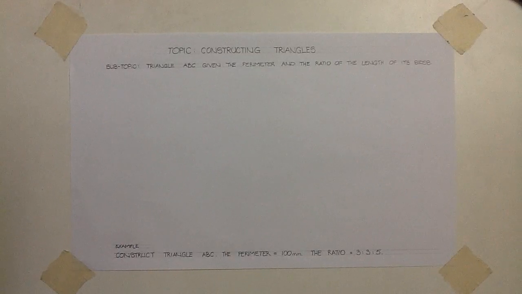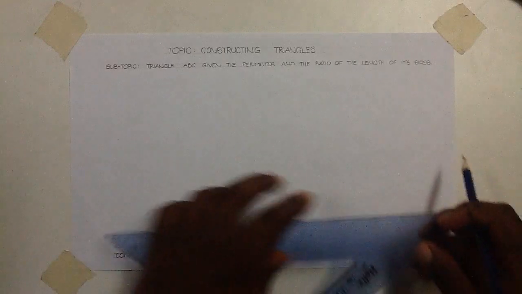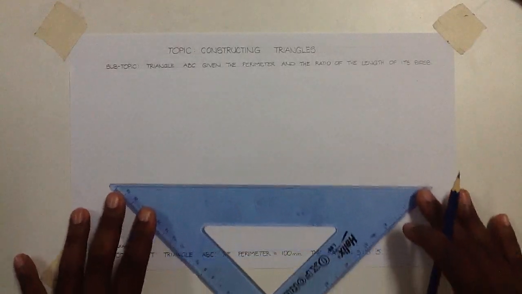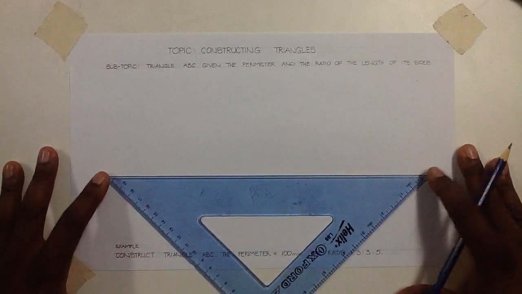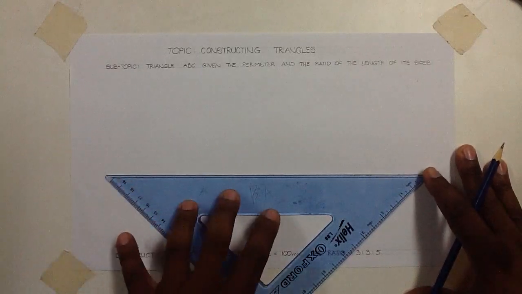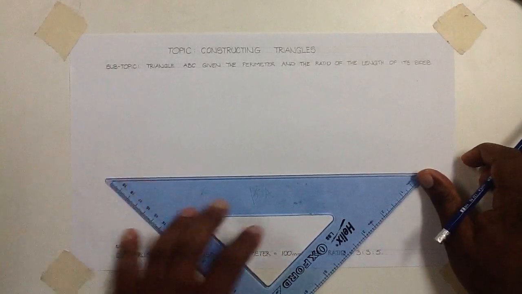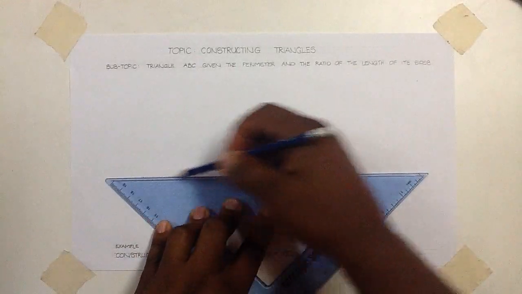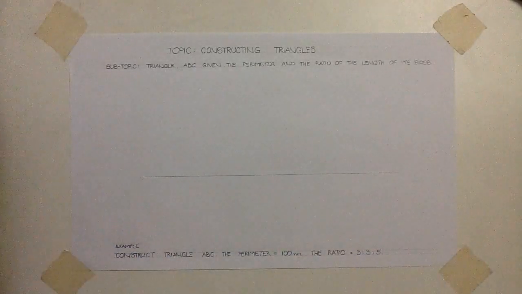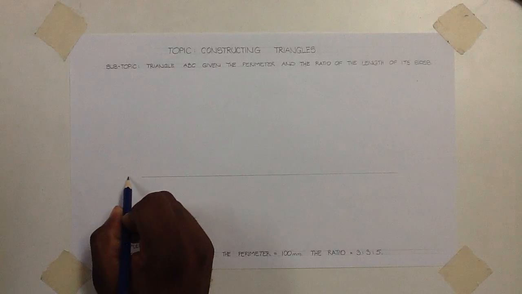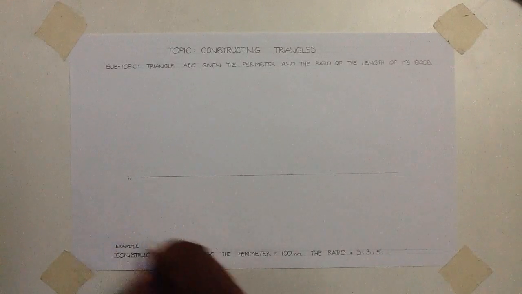length of its sides. We begin our construction with a horizontal construction line. This line will be drawn slightly higher because of the method that will be applied. I'm going to label this line WX.